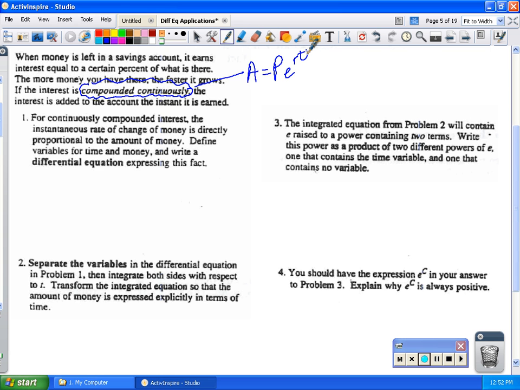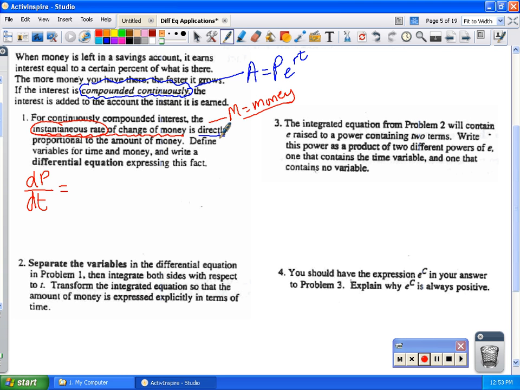Number 1, for continuously compounded interest, the instantaneous rate of change of money. Now, we know that money grows over time, and because we're in calculus, the instantaneous rate of change is a derivative. If I let m in this case be money, then think back to related rates: instantaneous rate of change of money really says dm, the rate of change of money, over dt, rate of change of time. That is what we used to do when we did related rates, is directly proportional to.